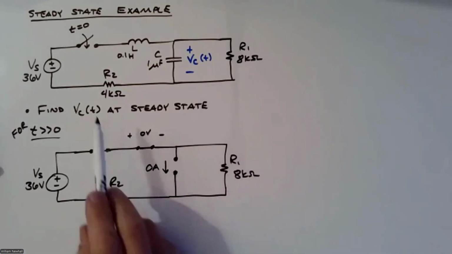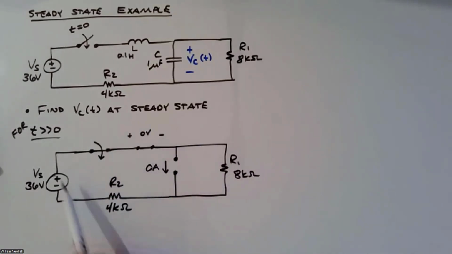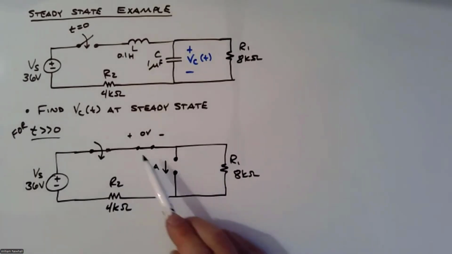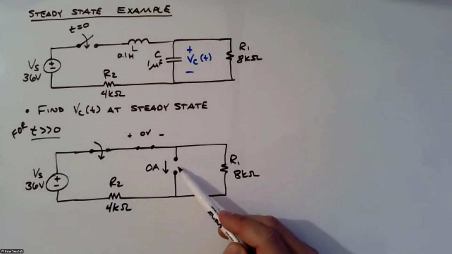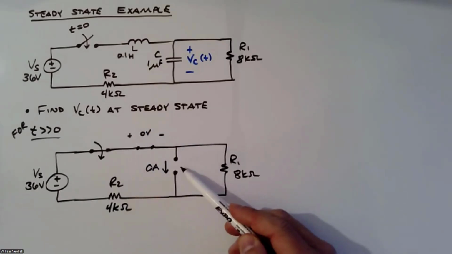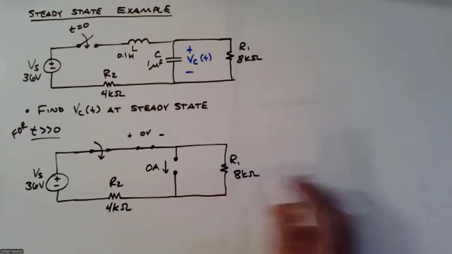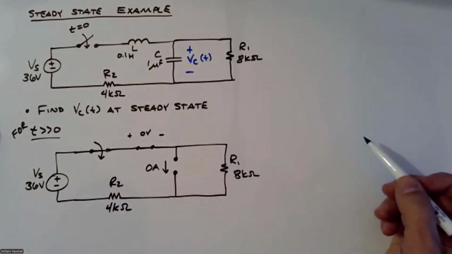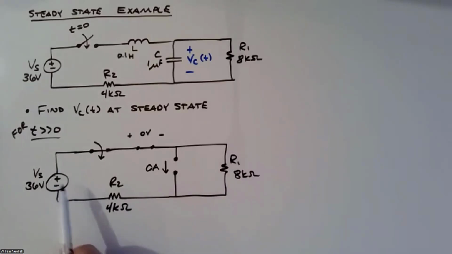So this is the new circuit. At steady state, this is what the circuit behaves like. Even though there is still an inductor here and there is still a capacitor here, the inductor now looks like a short at steady state, and the capacitor looks like an open at steady state.